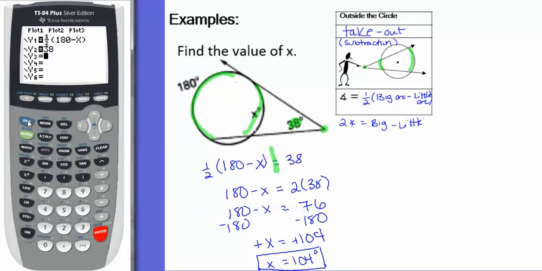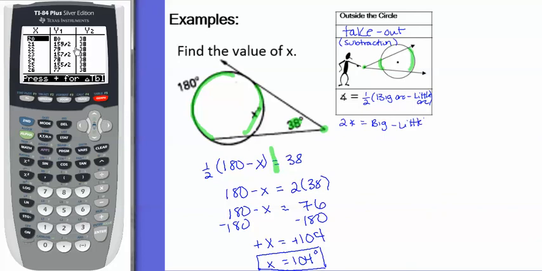Now, I can do it two ways. If I hit second graph, I get a table. Notice I'm already at 20. I'm trying to figure out where this thing is going to equal 38. And it's slowly getting there. And this might take a while if you're doing the SOL.